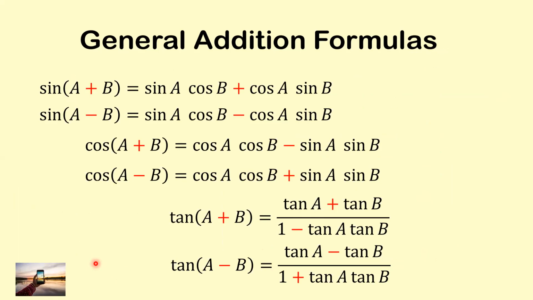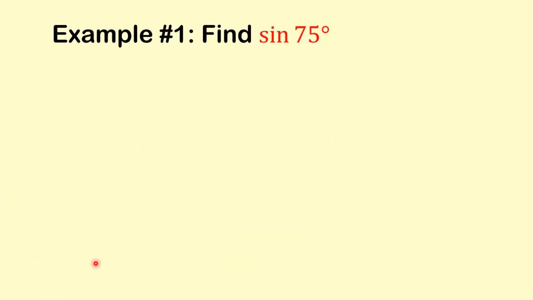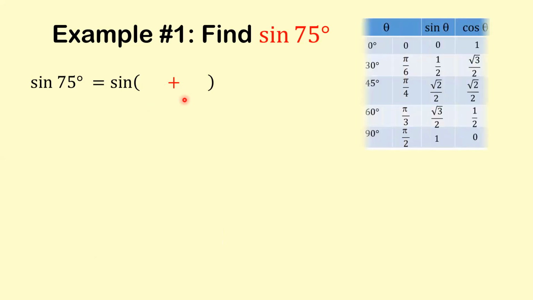Okay, so we will go back to this in our derivation for double and half angle formulas. So let's see our first example. We have sine 75 degrees. Sine 75 degrees is not a special angle, but we can write that in terms of a sum of two special angles that we know.